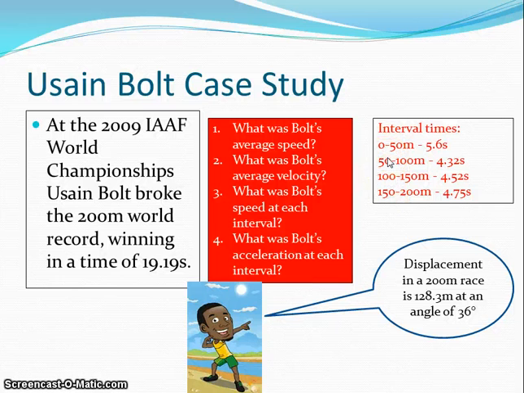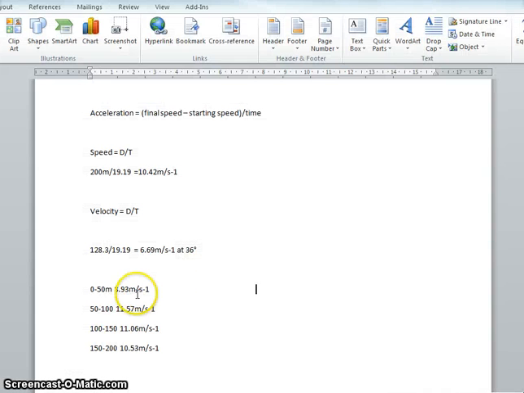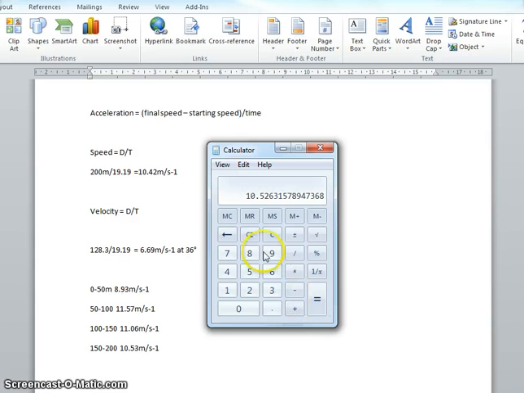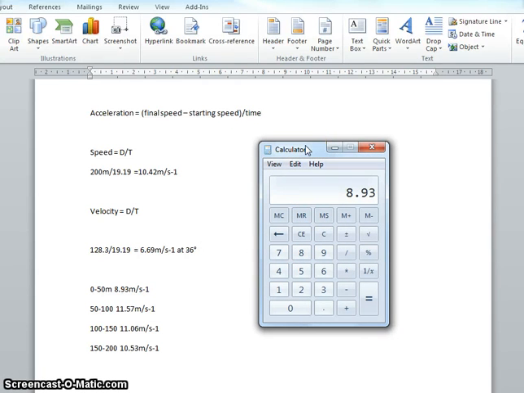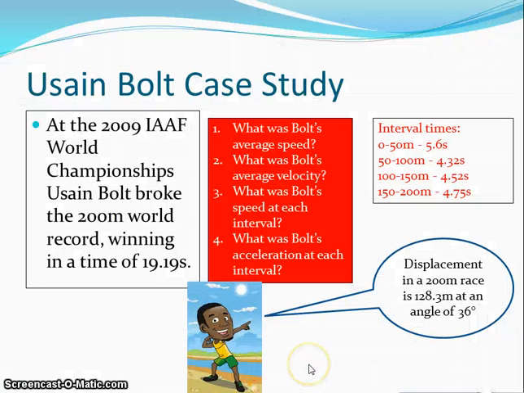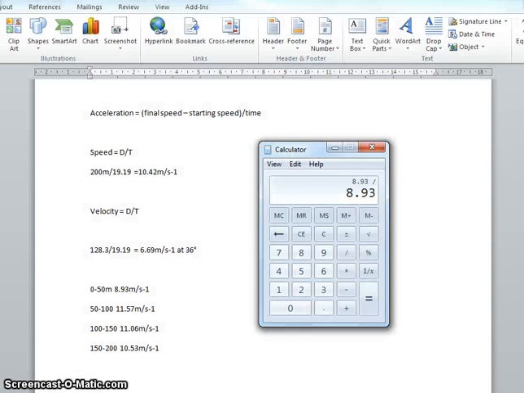First interval we're looking at, his final speed was, if we go back to the Word document, 8.93. His starting speed, he's starting on the starting block, so starting speed was 0. To work out his acceleration here, I need to do 8.93 minus 0. Obviously it's going to equal 8.93 again. Then all you're going to do is divide it by the time it took him to do it. Going back to the slide, time was 5.6 seconds. So divided by 5.6 seconds, that equals 1.59.